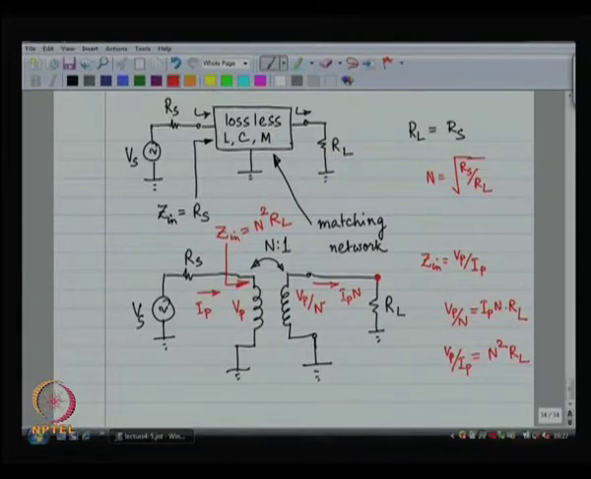If this is the relationship for N that you choose, then you get exactly what you need. You get Z in is equal to R s. So, you get maximum power transfer into the primary of the transformer. All the power delivered to the primary of the transformer goes to the secondary and therefore, to the load, because the secondary also does not consume any power, right. Is this okay with everyone?